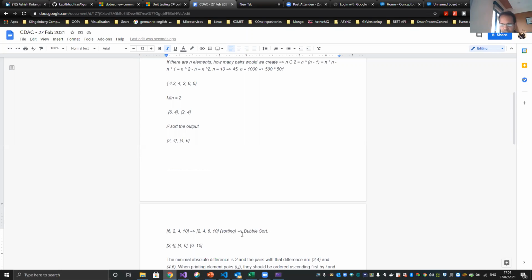The reason is we are using bubble sort. There are much better sorting algorithms than bubble sort. So there is something called merge sort. There's something called quick sort. Have you heard about quick sort? What's the runtime of quick sort? So bubble sort is order n square. Merge sort is order n log n.